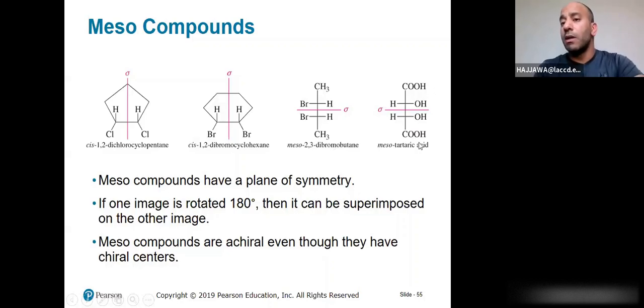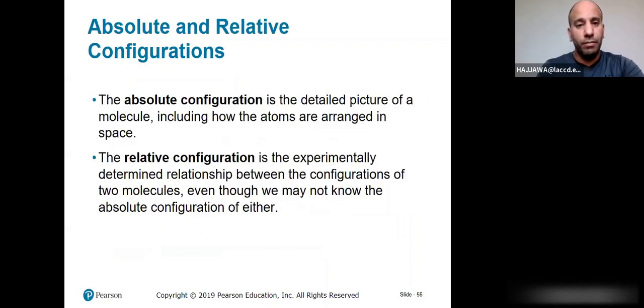Same thing applies to this tartaric acid. This compound does have a plane of symmetry. That means the other structure, where the OH groups are on the left, that I would think is the enantiomer of it, is actually the meso compound. So these 2 would be the same, would be achiral compounds. So that's important to keep in mind.